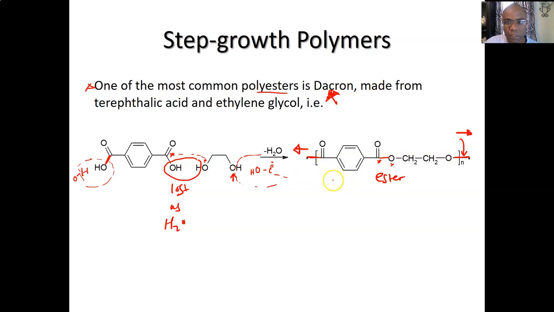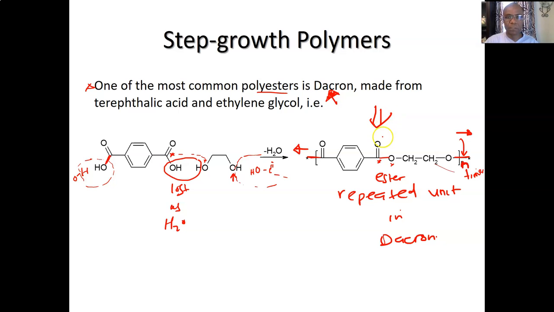So usually we only show the repeated unit in Dacron. And then you have to put the n there because this repeated unit is repeated n times. So that's the structure of the polymer. Because if you decide to draw the entire structure of the polymer on this slide, you will never finish. You'll just grow old trying to draw the polymer, because let's say it's repeated a million times. You'll lose count trying to draw the repeated unit a million times.